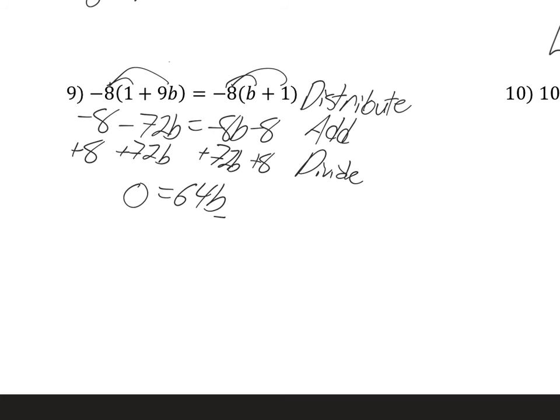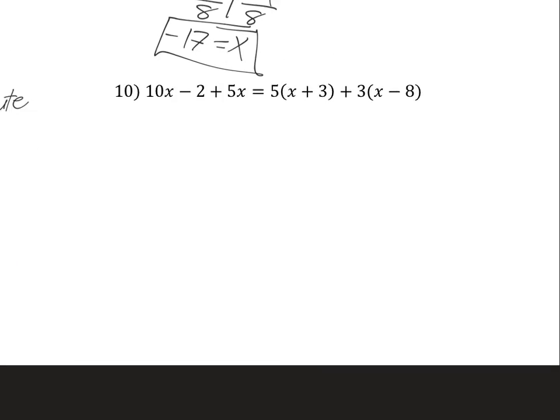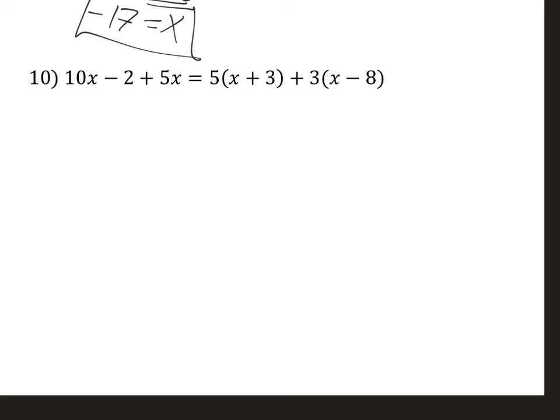64b. And then the last part, we're going to divide both sides by 64. 0 divided by 64 is 0. So 0 equals b. Great. Okay. Very last problem. We are so close. Okay, try this one out.